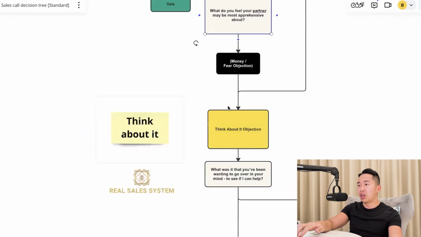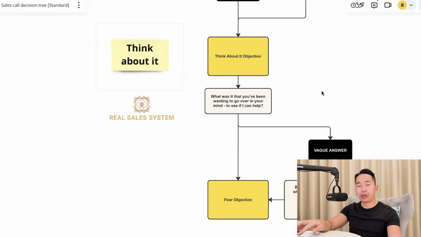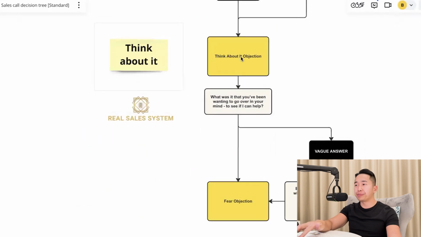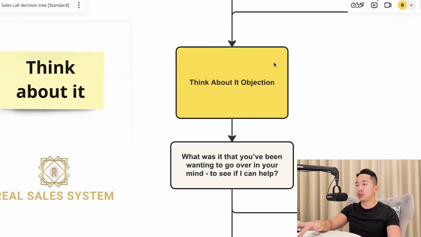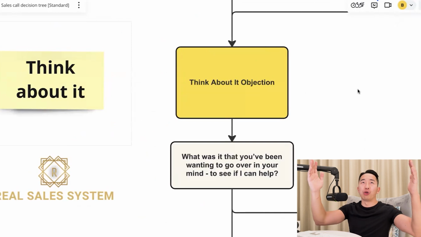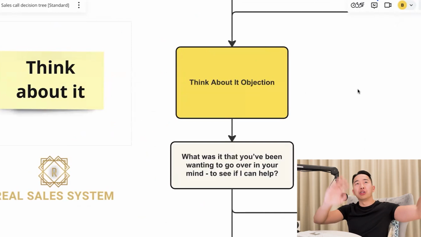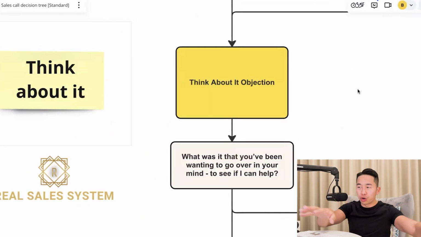Okay. Now we go into good old "think about it." Don't you love those? Now, first and foremost, "think about it" is not a real objection. Think of it as a smokescreen. When I say smokescreen, just imagine a literal smokescreen. You're walking through the forest and there's smoke everywhere, and you don't know where to go.